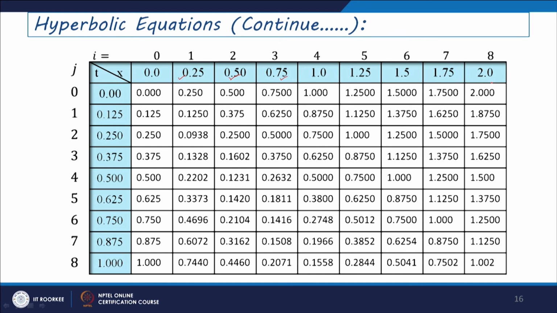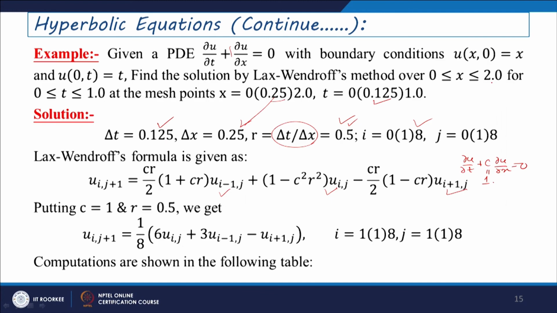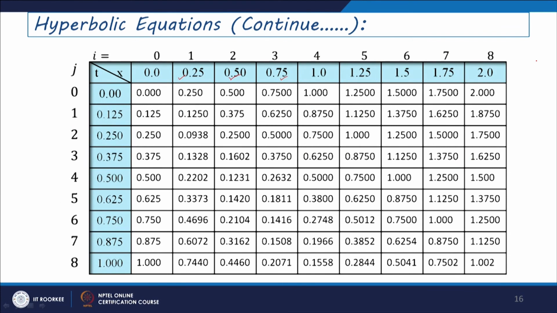And at the first step, the coordinates are as follows: u of 0 t is given as t, and u of x 0 is given as x. So, at t equals 0, we have these values: 0.000, then 0.250, then 0.500, then 0.7500. All these values are taken from the given conditions.